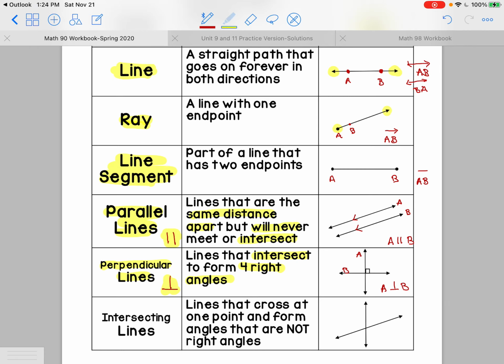And then lastly, intersecting lines. Intersecting lines just means that we have lines that cross at one point, and they form an angle. Of course, those angles could be any degrees. It doesn't necessarily have to be 90. It could be 90, but it could be a lot of other degrees as well.